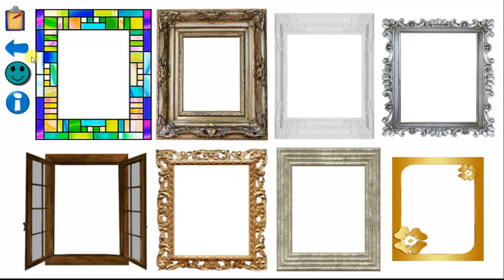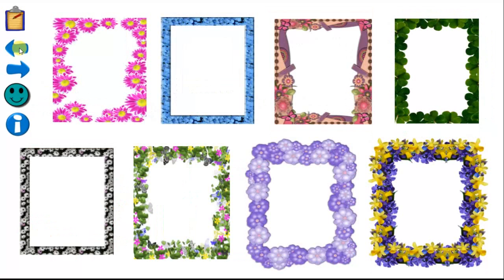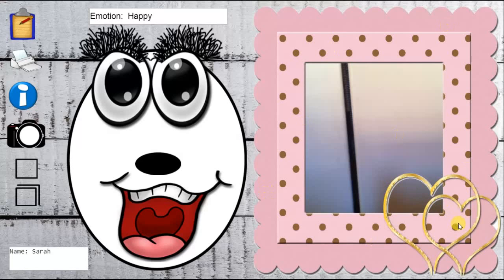So there's 40 frames in total, and you can go through them and choose the one that your client likes most. So let's say that Sarah chooses this one. Just click on it and it will appear on your main page, with the photo in the background, so that the child client's face will be here now.